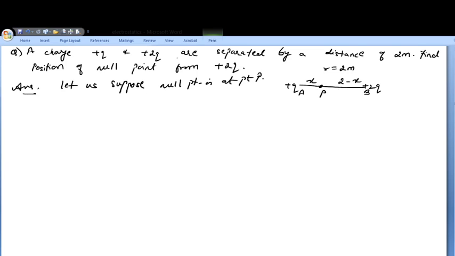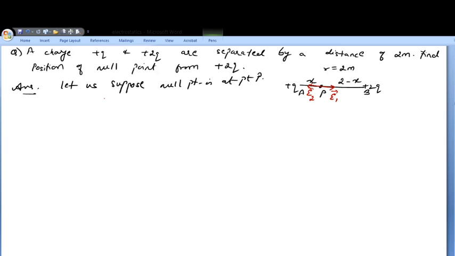Now at point P, what will be the electric field? Assume as if plus 2q is not there. The electric field due to plus q at point P will be pointed towards the right hand side. So this is the electric field due to plus q. Now for plus 2q, just assume as if plus q is not there. Because of plus 2q, the electric field is going to be in this direction. This is going to be E2.